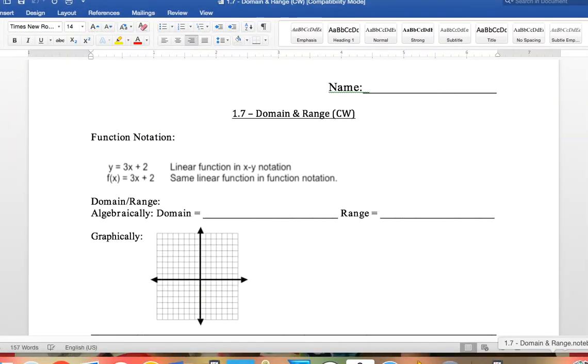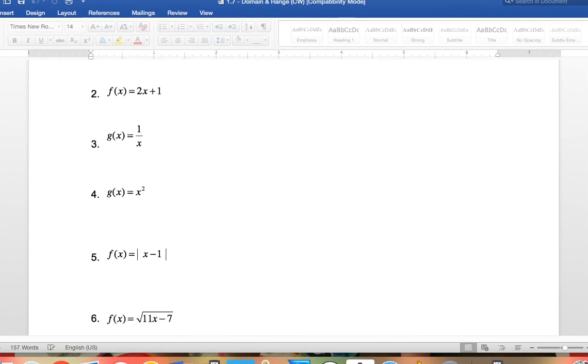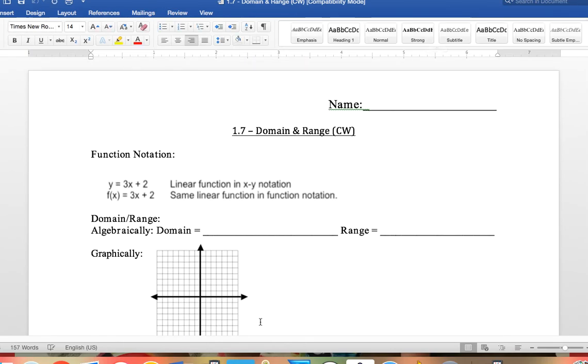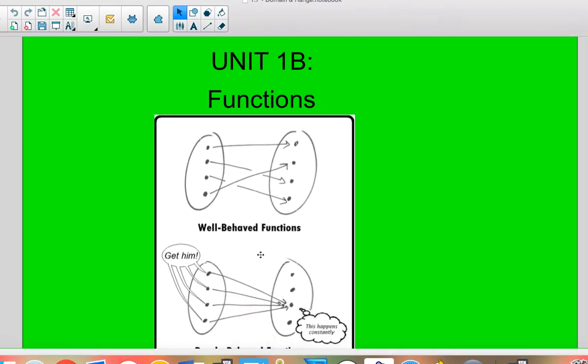Alright guys, so today we're doing lesson 1.7, which is on domain and range. This is the classwork that you should have. If you don't, make sure that the substitute gives it to you guys. It looks like this, 2 pages, 3 pages. So that should match with these notes that we're going to do today.